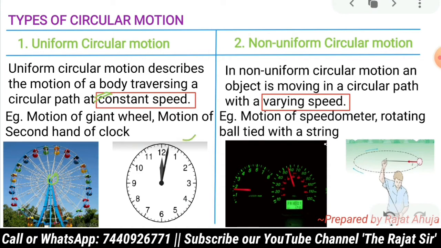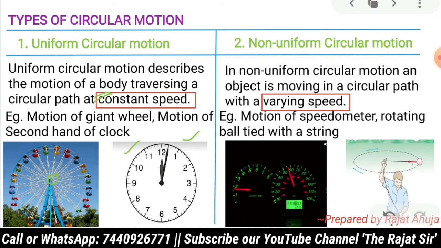Also take an example of the clock. If you take any hand of the clock, it rotates with a uniform speed in a circular path. You take the example of the second hand, the minute hand, the hour hand. All 3 rotate with a constant speed and move in a circular path. So this is also an example of uniform circular motion.